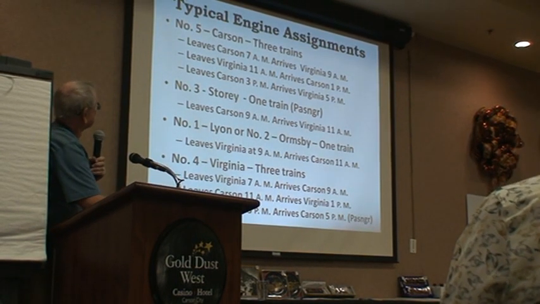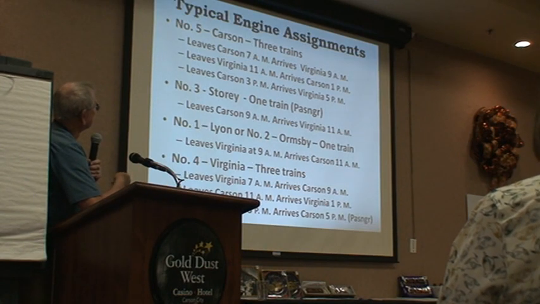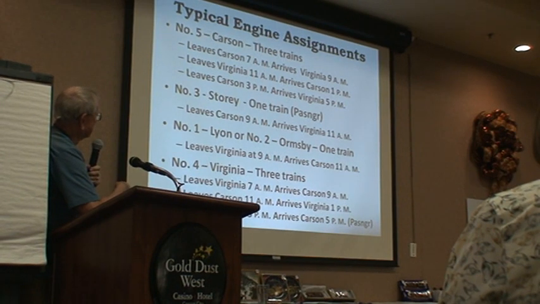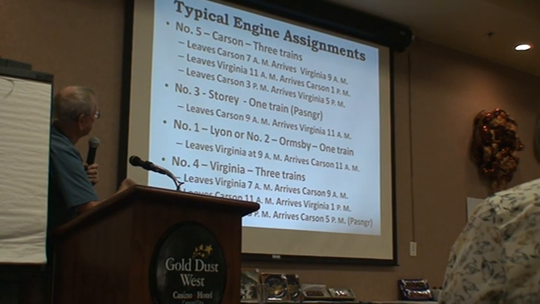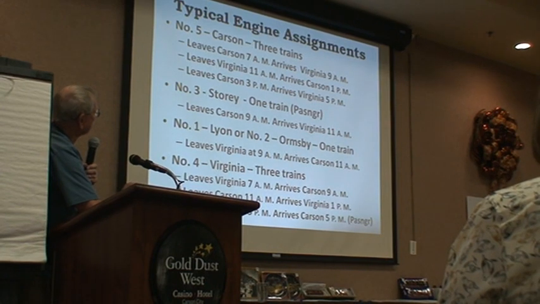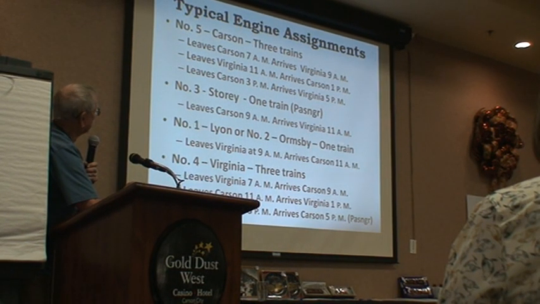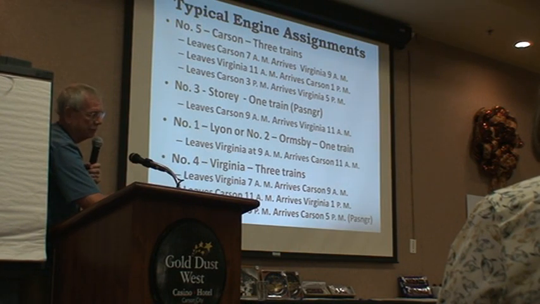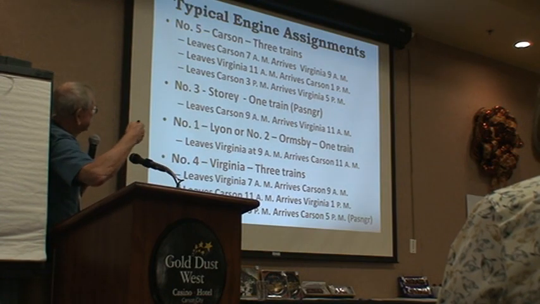The way it worked out, Carson would run 3 trains a day. Virginia would run 3 trains in the opposite direction on the same schedule. The Story would wind up pulling 1 train, the passenger train that left at 9 and arrived at Virginia, and either the line or the Armsby would pull the freight train, which left Virginia and arrived at Carson. Yeah, it is the opposite train. And of course, these locomotive assignments changed depending on whether the locomotive was in service or out of service. But that's a typical arrangement.